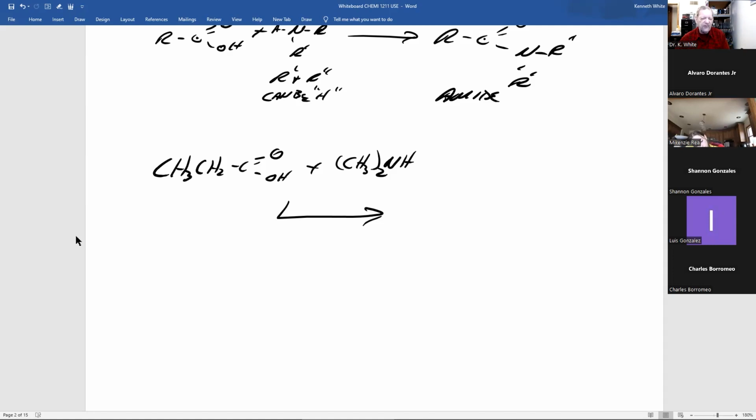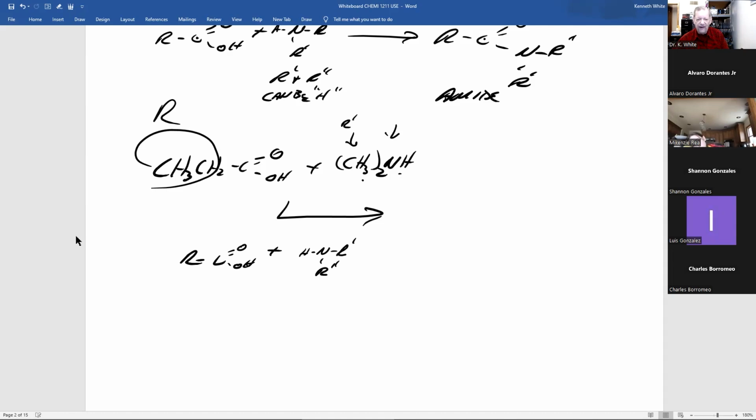All right. What's different? What's not carbon? What's not hydrogen? Ooh, carbonyl, hydroxyl group. Carbons here, I'll call R. A carboxylic acid. Ooh, what's different here? Nitrogen with 2 methyl groups and a hydrogen. And I'll call these R prime and R double prime. And what do we get? An amide.